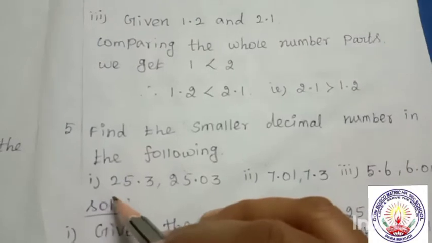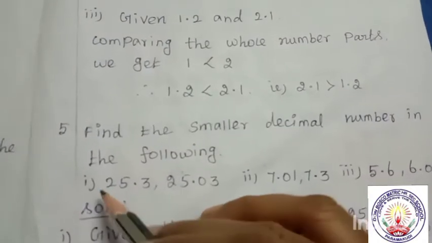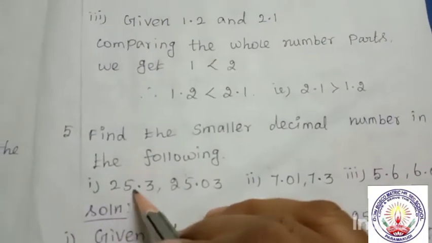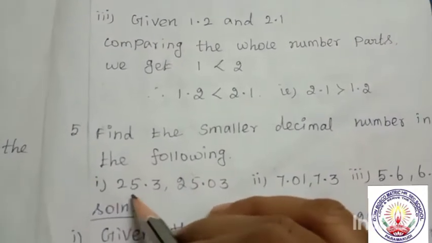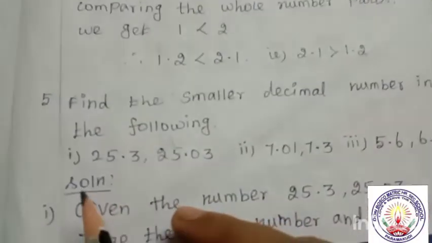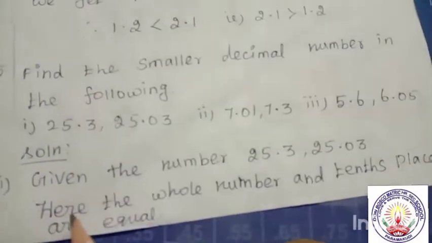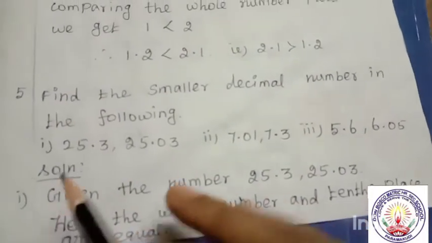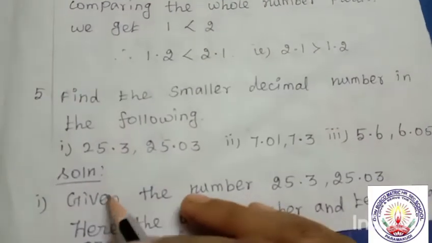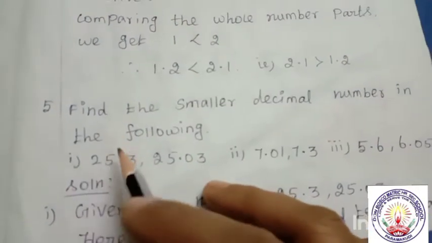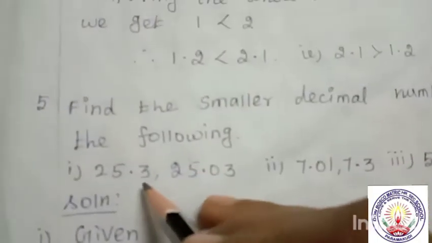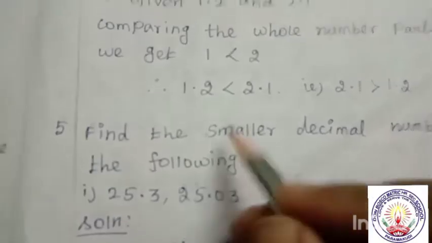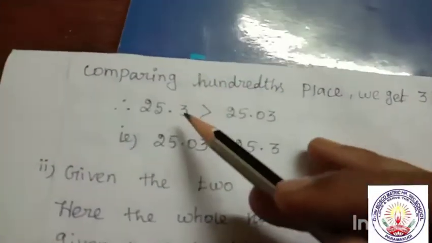First of all, you compare the whole numbers. First number is 25 and the other number is 25. So, 25 is the same. Here the whole numbers are equal. So, next we compare the tenths place. In the tenths place we get 3 and 0. So 3 is the greatest number.